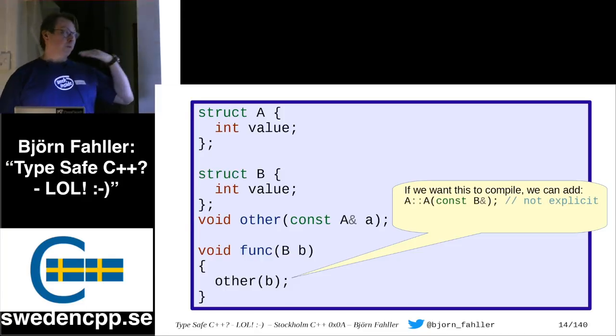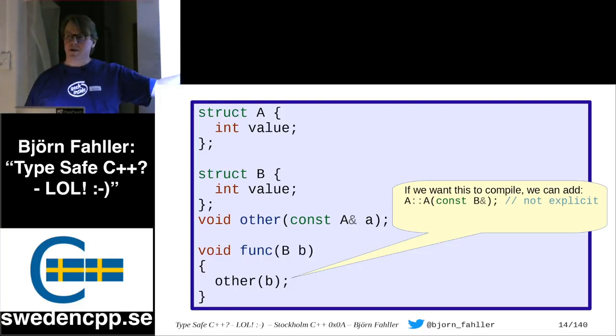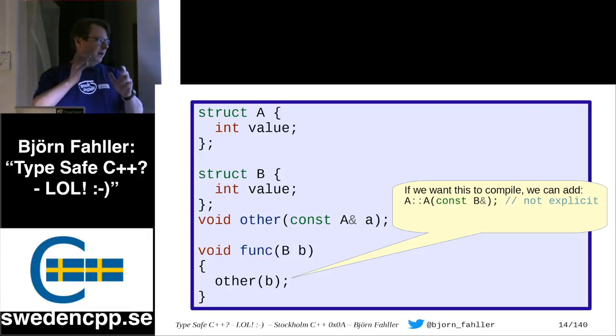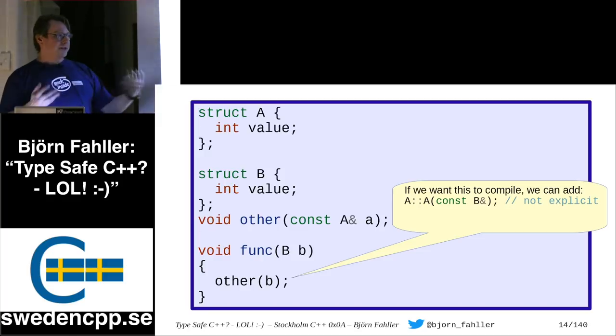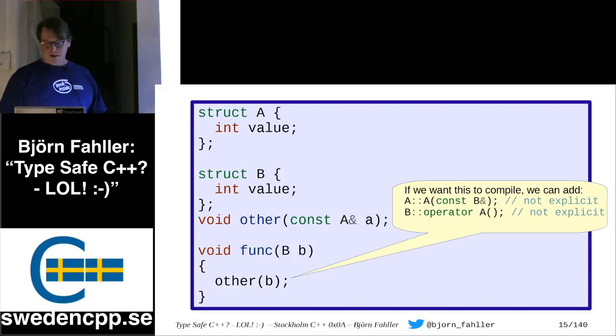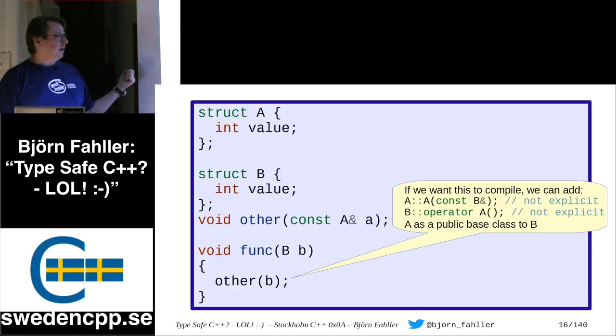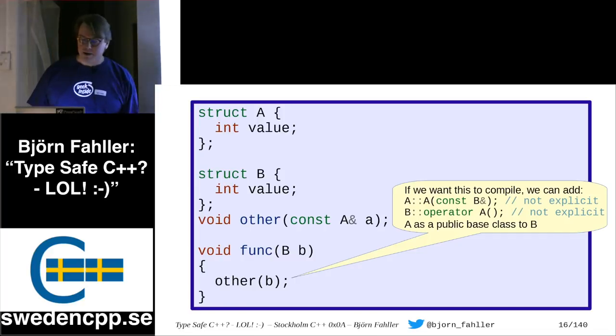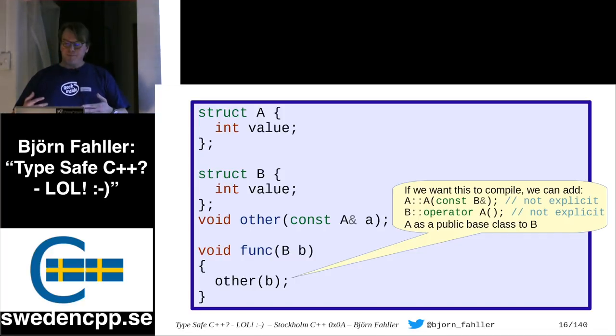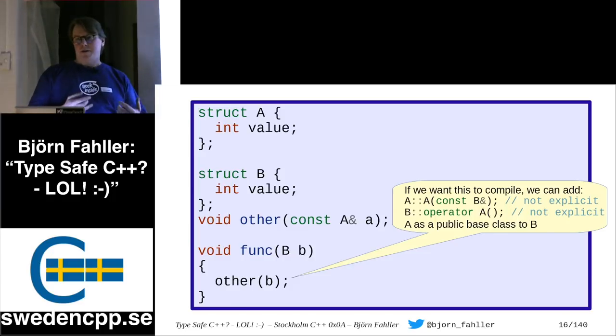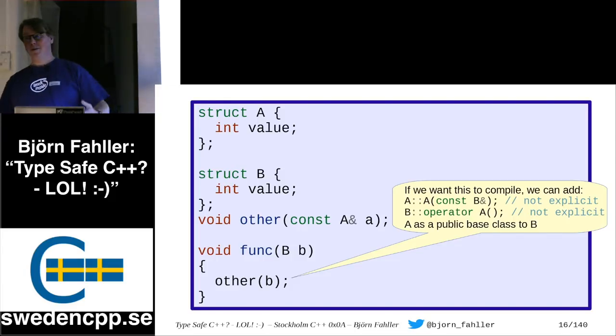we can say that we want A to be constructible from a B. Yeah, we can do that. But this call won't be allowed if we make the constructor explicit. If it is, then we will have to say call other with A constructed from B. Now it's really type safe. Now we're showing what we're doing. Or we can do the same thing, but backwards, have a conversion operator. Or we can make a base class of B. I guess we'd have to swap the order of them, but yeah. And that's pretty much it. So the language actually does provide some pretty strong guarantees about types, just not the built-in integral types that everybody uses everywhere.